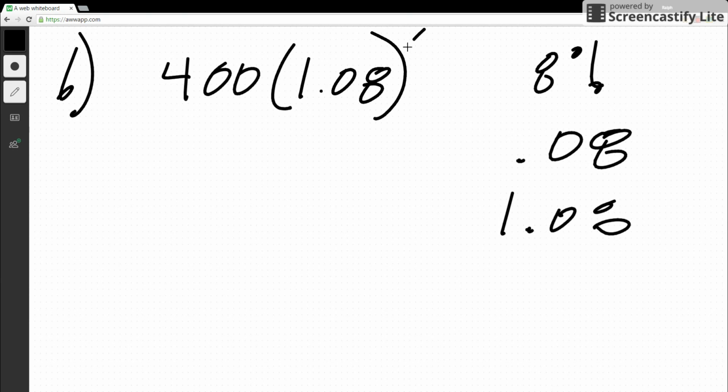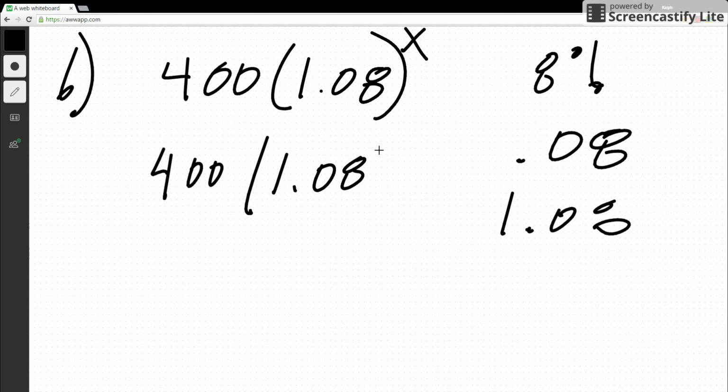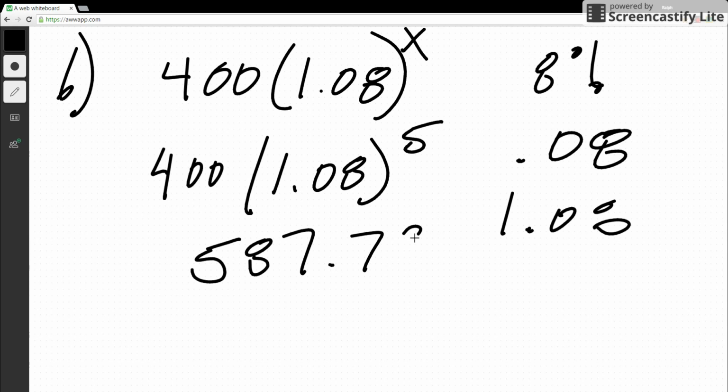to the x. And I definitely want to use a calculator on this. They want to know after 5 years, so I plug in a 5 right there. I do this part first, 1.08 to the 5th, then multiply by 400. And if I do that, it should come out to $587.73.